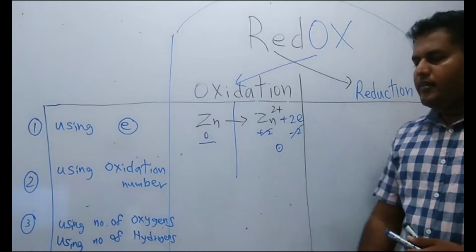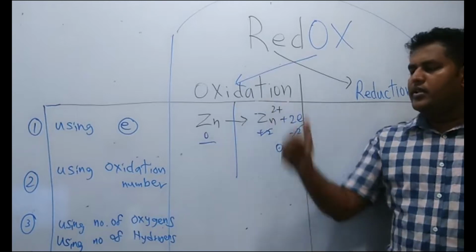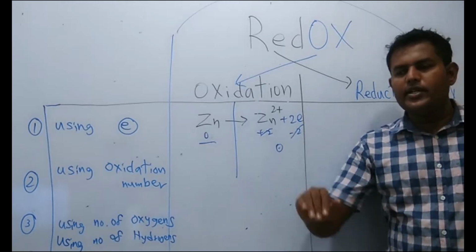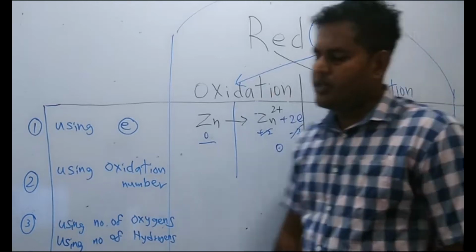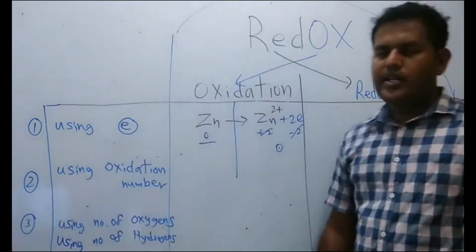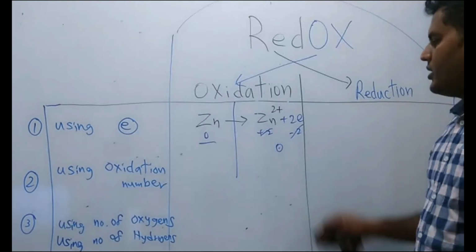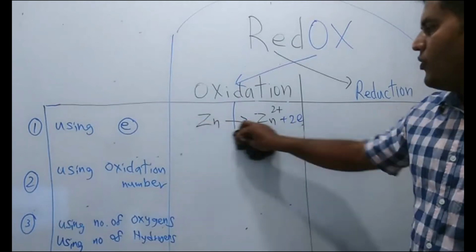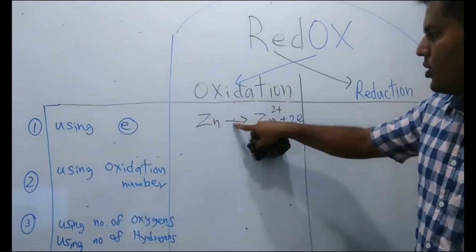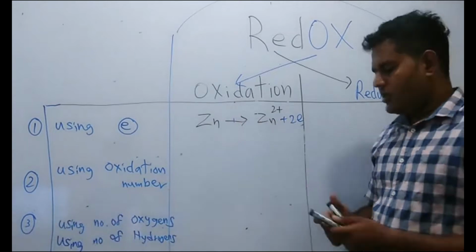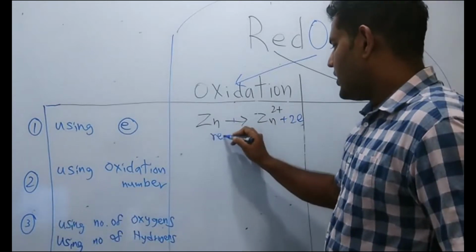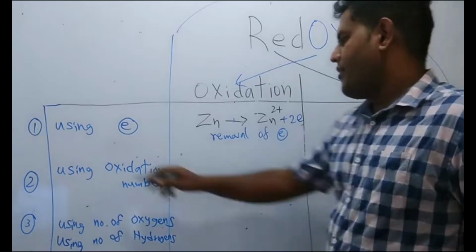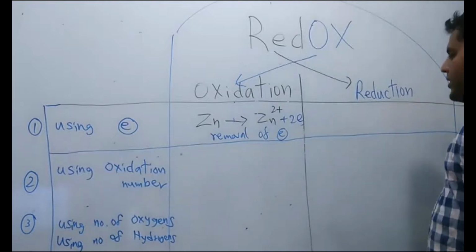So what can we say about electrons? If electrons are being removed or given out, that is oxidation. If we remove electrons in a chemical reaction, that's an oxidation. You remember, removal of electrons or giving out electrons. So when electrons are removed, let's see the next one.